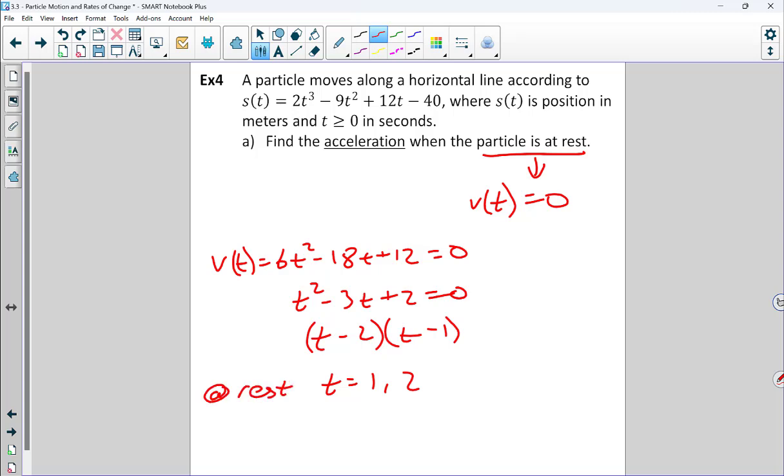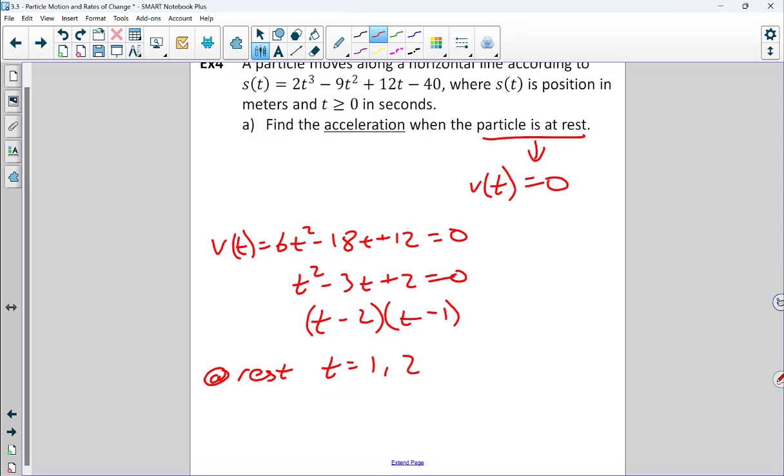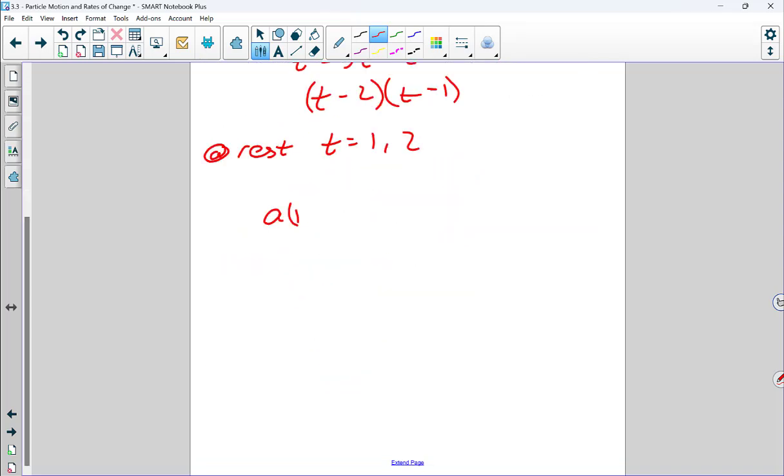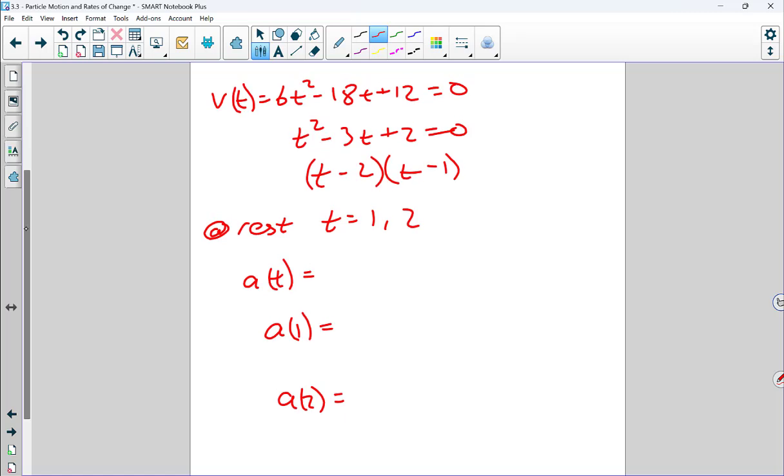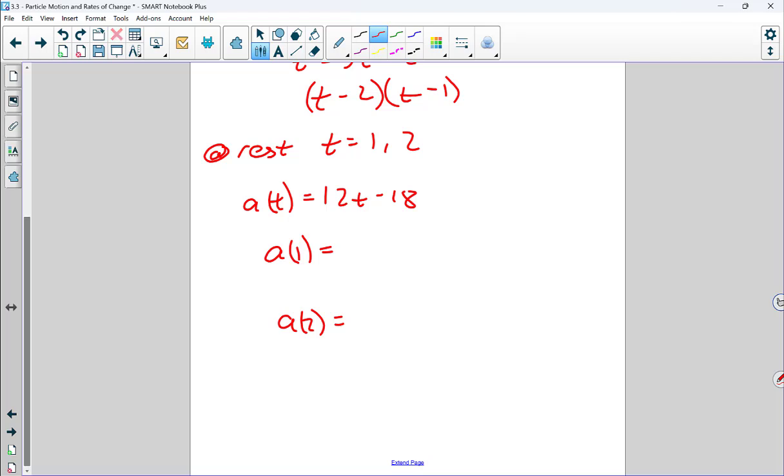Find the acceleration when the particle is at rest. So the acceleration at 1 and the acceleration at 2. So I need the acceleration function. Acceleration is the derivative of velocity. So go back to the velocity function. Don't take a derivative of this; take a derivative of this. So acceleration would be 12t minus 18. Plug in 1: 12 minus 18, that's negative 6. Plug in 2: that's 24 minus 18, which is positive 6. So a of 1 is negative 6, a of 2 is positive 6.